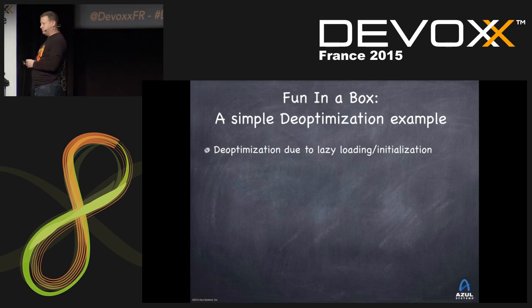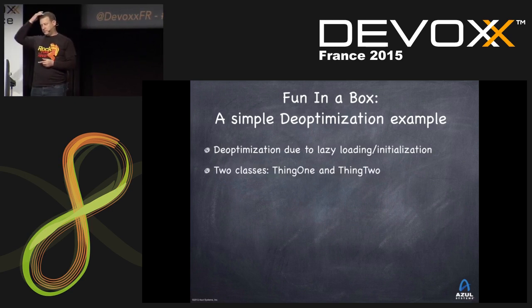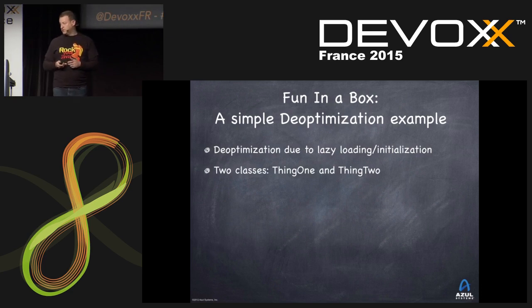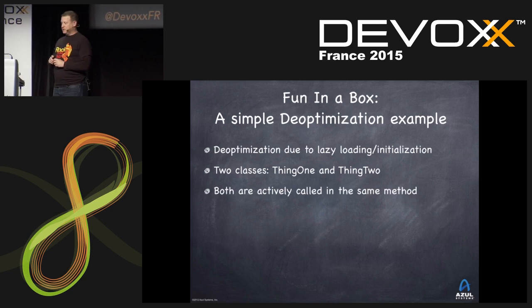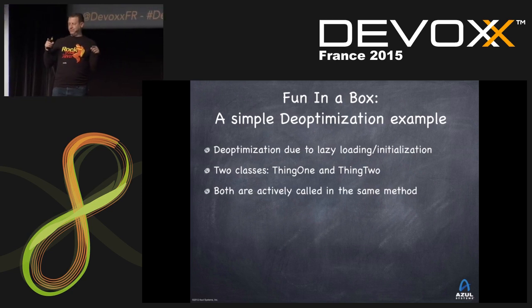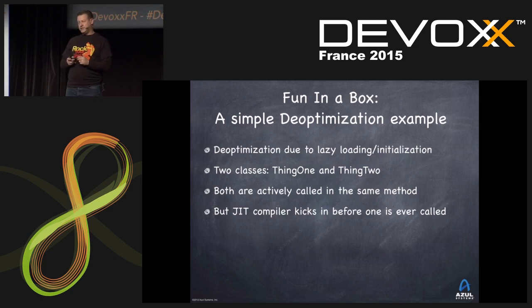Okay, so what we're going to do is look through a lazy optimization and initialization, which is normally how Java works. We have two classes here. I call them thing1 and thing2. This is from a Dr. Seuss story. And then both of these classes have active calls to the same method, but the JIT compiler is going to kick in without ever calling one of them.